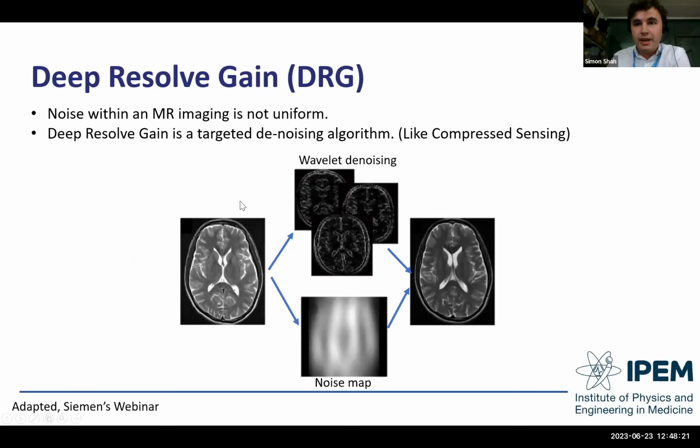So what is Deep Resolve Gain? Well, it's not actually an artificial intelligence technique really. It's sort of been captured under that hood, but it removes the noise from the MR image using the fact that the noise in the image is actually not uniform. So it has noise maps. It's learned from the fact that we've got certain coil combinations or looks in that image. We then do a wavelet denoising technique. So we remove the noise, and we get out our boosted SNR image. So in a sense, it is a form of compressed sensing.